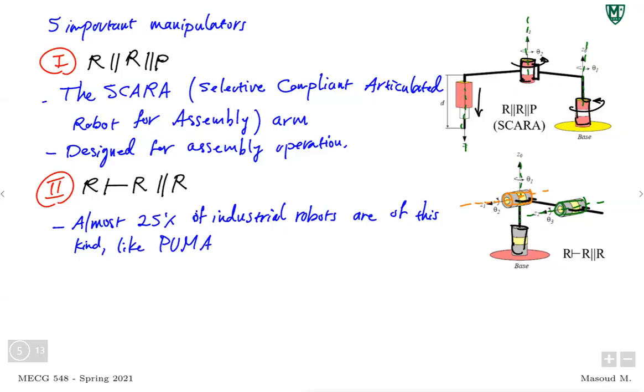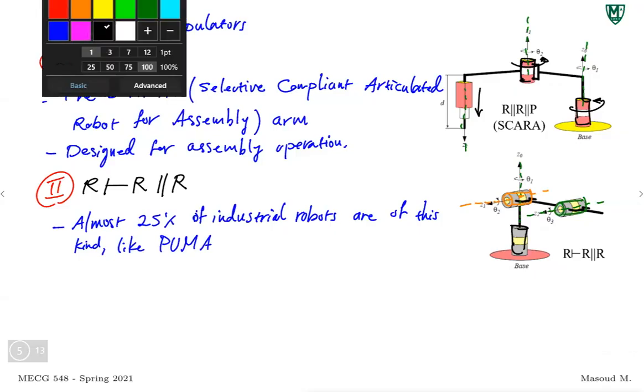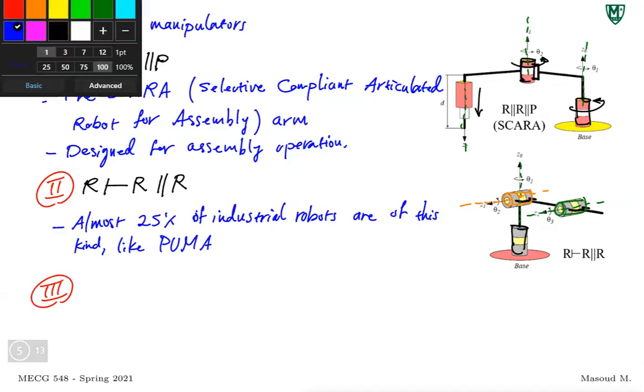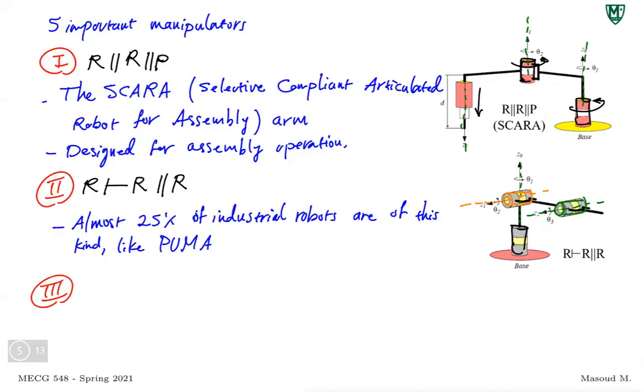Now the third type. I'm going to go over, I guess, 5 of them. There are multiple configurations that you can have with different joints, the common ones. But these 5 are, I would say, the ones that the main manipulators are based on. So the third one would be a revolute joint.